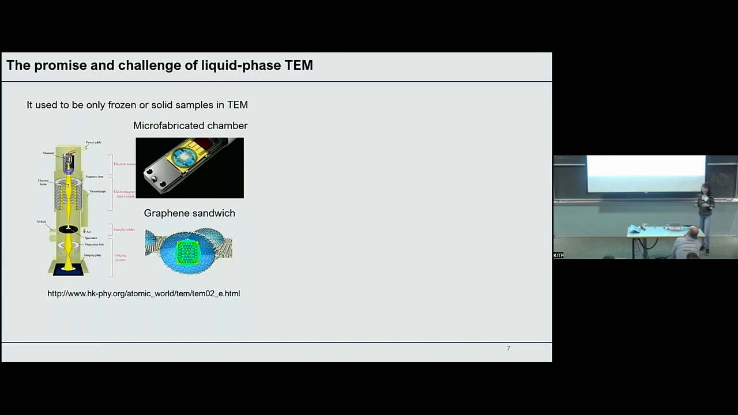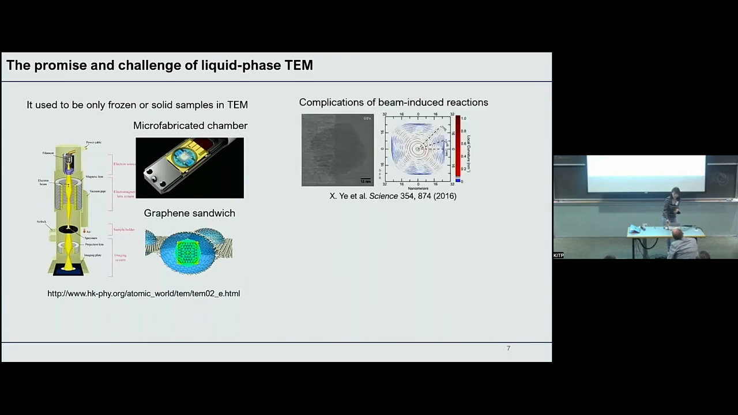I'd like to mention right now there are two ways to do liquid phase TEM. One way is to use this microfabricated chamber, which allows you to put a liquid sample in against the high vacuum electron microscope. At the same time, you can actually change the conditions. You can change the temperature. You can do solvent exchange. You can also apply electron bias during the imaging. And you can also use this graphene sandwich, which is very similar in principle, but it can give you even better spatial resolution and higher contrast, which is wonderful if you want to study polymer or protein samples.